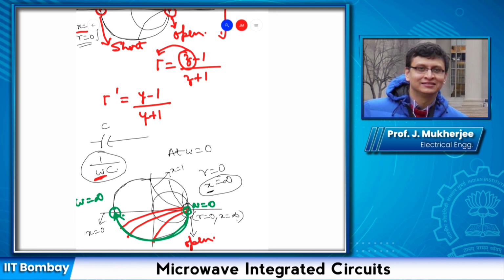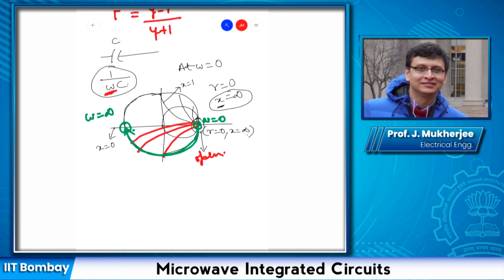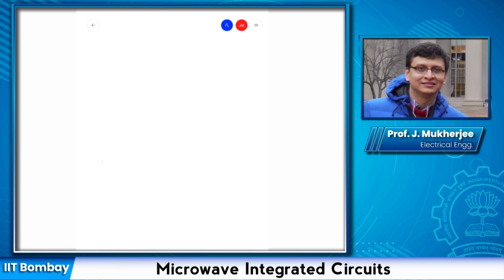Okay, one important parameter that we frequently come across, which is sort of like an alternative definition for impedance or reflection coefficient, is what is known as voltage standing wave ratio. Let me use a fresh page.